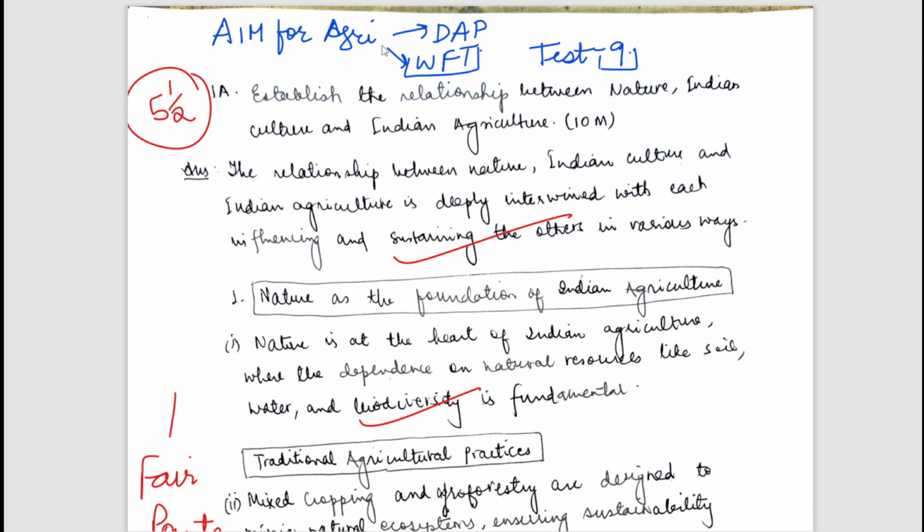So let's start. The first question is: establish the relationship between nature, Indian culture and Indian agriculture. I think it's a very dynamic kind of question, and it doesn't need any special preparation. If you have simple basic ideas of everything, you will be able to write these types of answers.